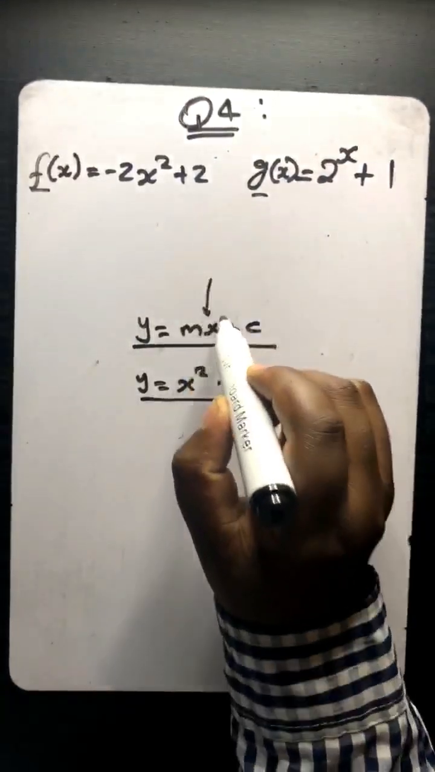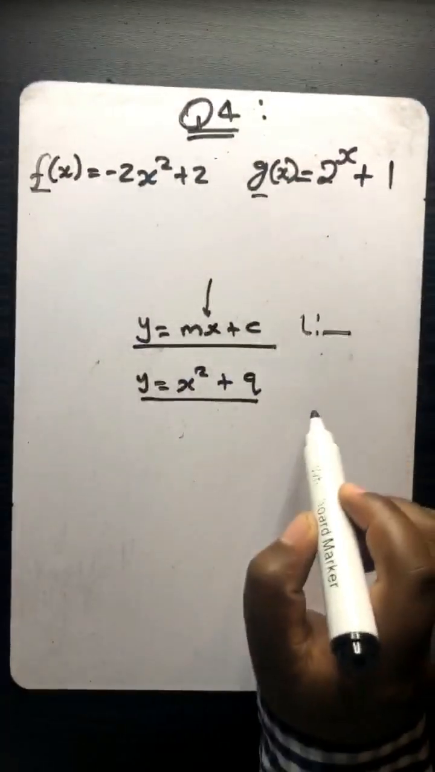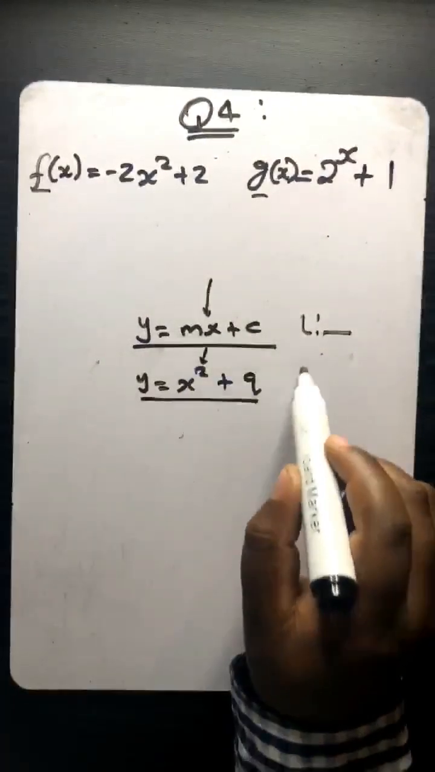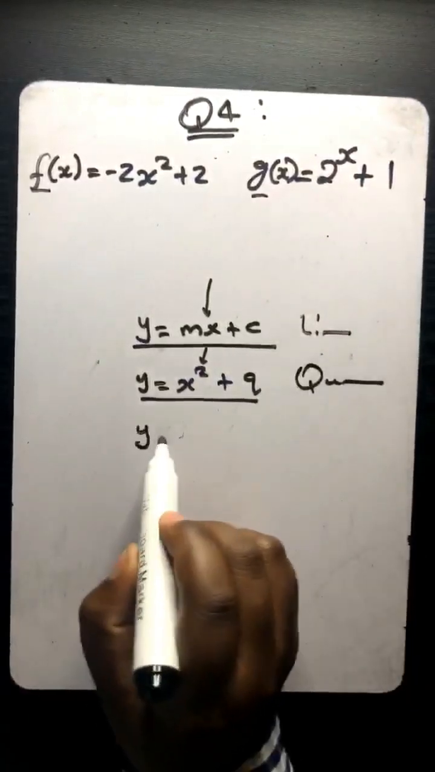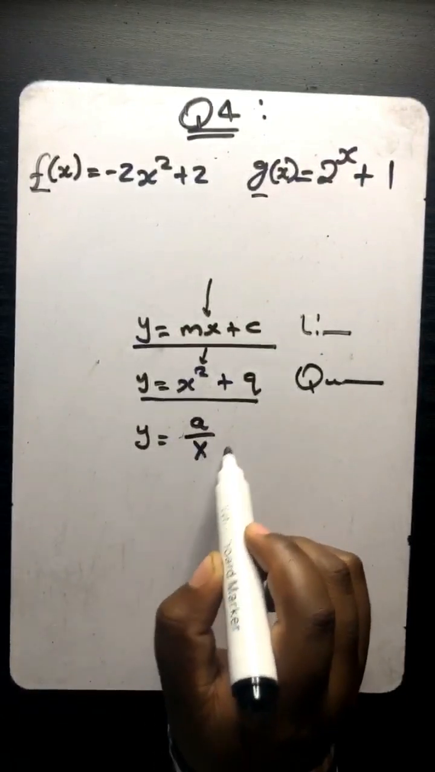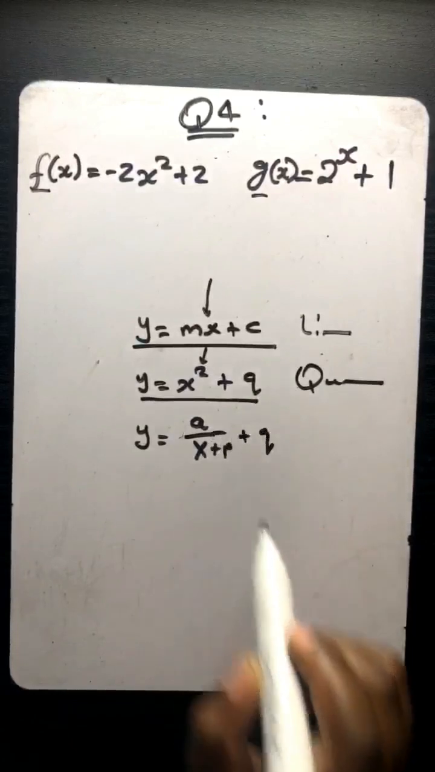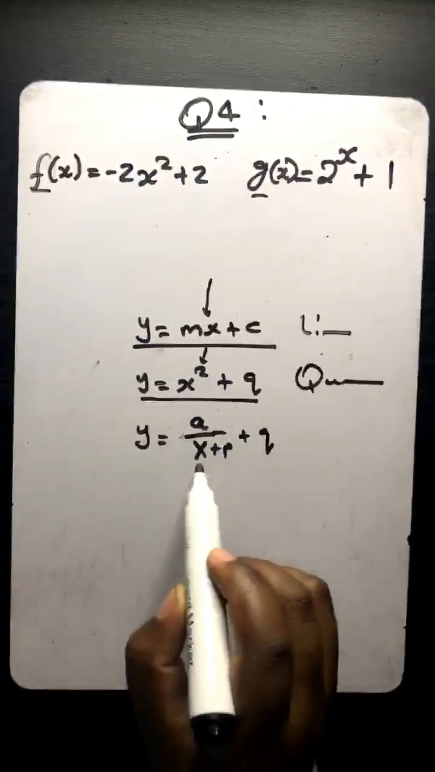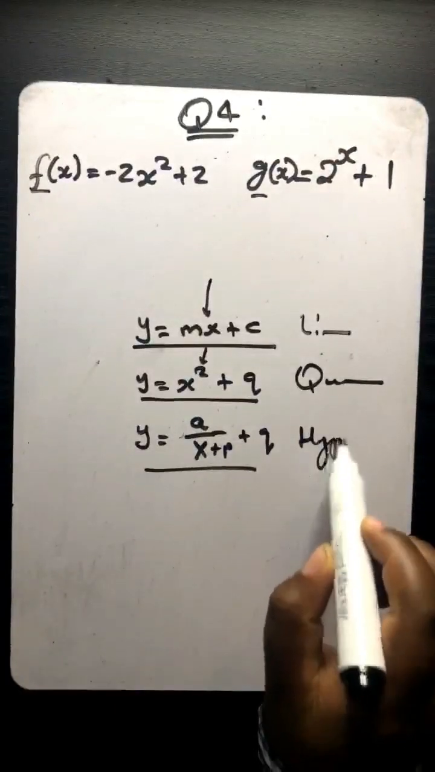That x is to the power of invisible 1. That is why it is linear or a straight line. This one is to the power of 2. We said anything to the power of 2 is quadratic. Look at this one, you're having a over x. It doesn't matter whether you are having plus p there and then plus q there, but what matters the most is that x is at the bottom. And for that reason, it makes it a hyperbola.